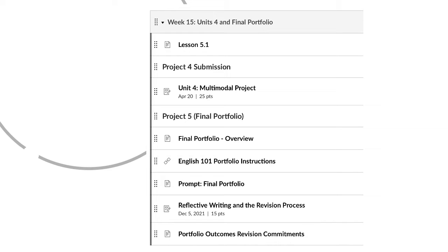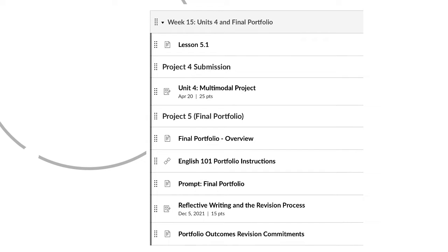I have opened up all of the units for the rest of the semester so that you can get a good idea of what's due at the very end, and it is the final portfolio. So be sure you look at the instructions for that so you have a real good sense of what you'll be doing for the portfolio. I'm not going to go over the instructions because they're right there on Canvas.